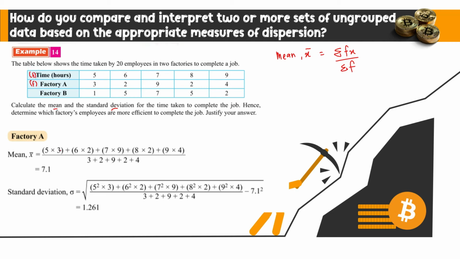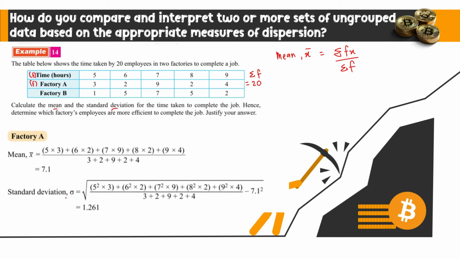So you get the mean, and then check again. Here is the sum of frequency: 3 plus 2, 5, 14, 16. So you get 20 here. So 20 you put below. So here you multiply everything, and then you get the mean is 7.1.